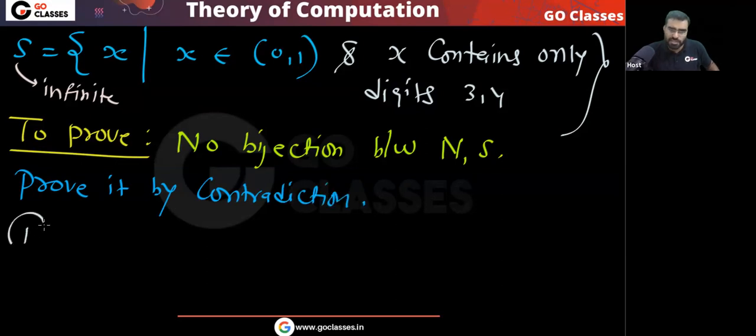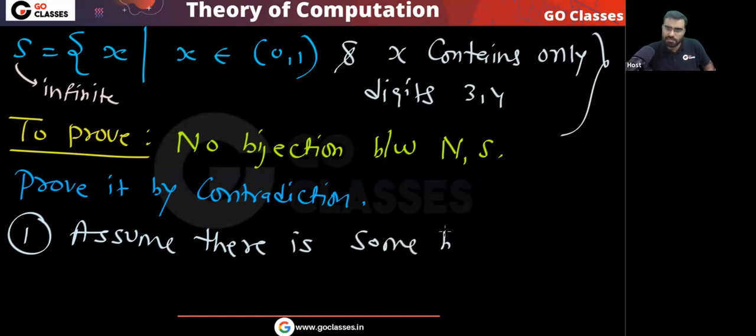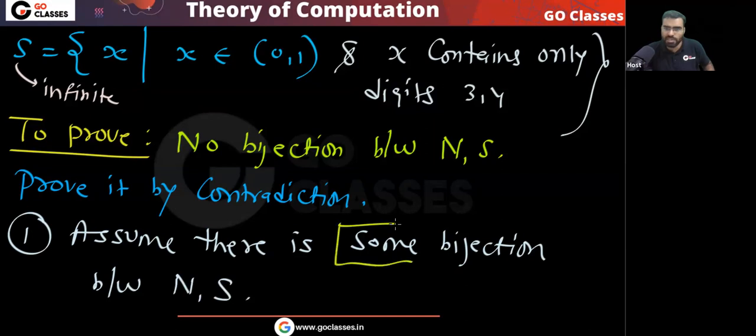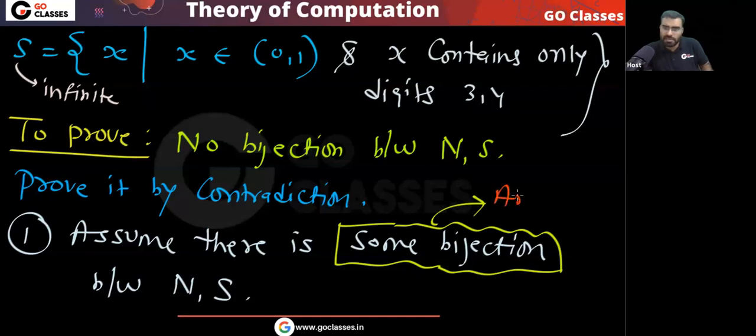In proof by contradiction, what is the first step? First, we will assume there is a bijection. So first we will assume there is some bijection between N and S. I don't know which bijection, but I'm assuming some arbitrary, abstract bijection between N and S.